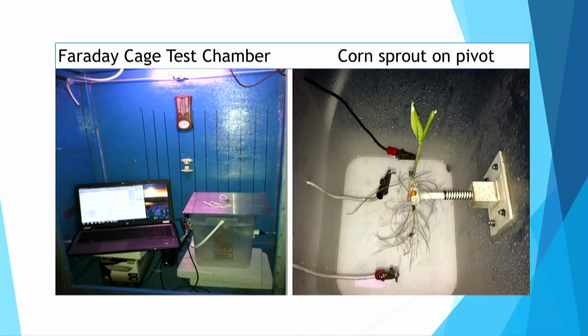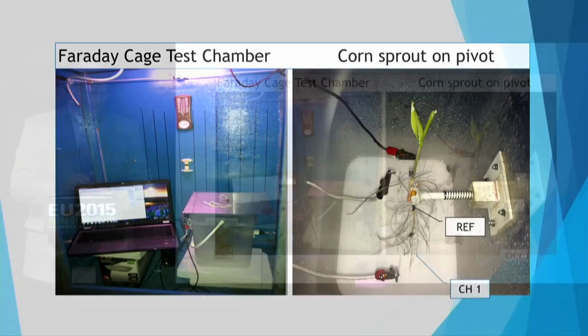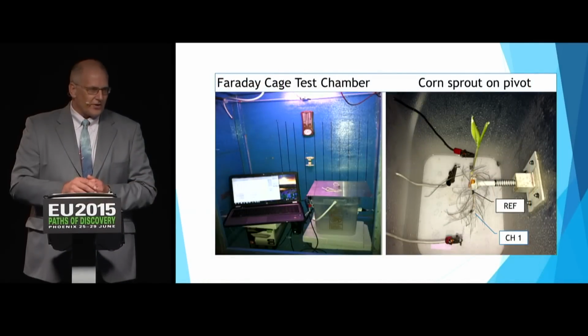And inside that plastic tub, on the picture on the right, there's a corn sprout. It's wired into the oscilloscope, and it's on a pivot. The reference lead is a very fine aluminum wire wrapped around the root, and then some conductive tape squeezed around it. That's the connection at the other spots too. Channel 1 was hooked a little farther down the root.